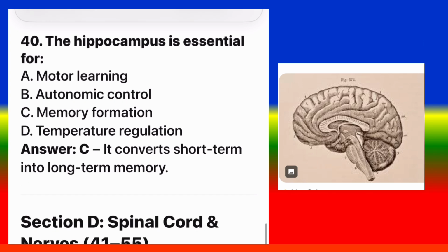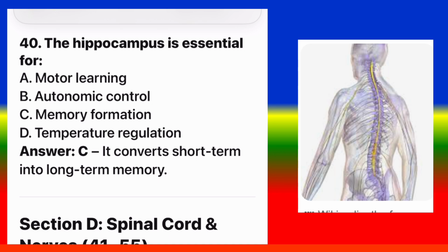40. The hippocampus is essential for A. Motor learning, B. Autonomic control, C. Memory formation, D. Temperature regulation. Answer C. It converts short-term into long-term memory.